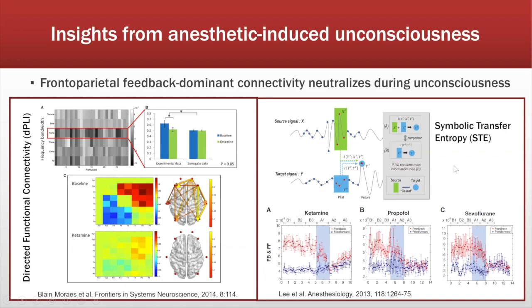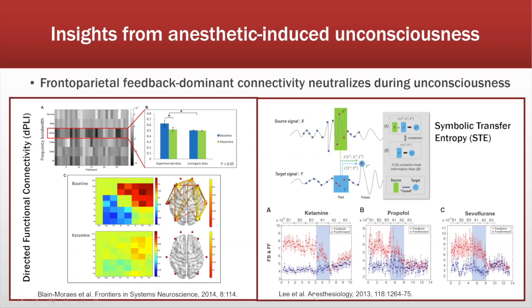So we looked at the symbolic transfer entropy of frontal parietal signals across three different types of anesthesia: ketamine, propofol, and sevoflurane. In these three graphs, the red is the feedback dominance, the blue is the feed forward dominance, and you see across all three anesthetics, in the baseline state before this blue bar, there is a feedback dominance, so feedback is much, much higher.